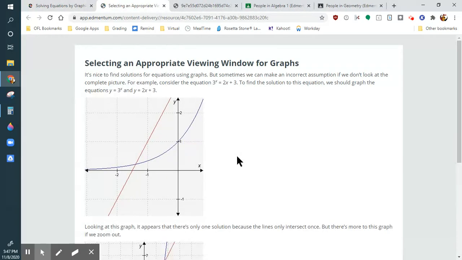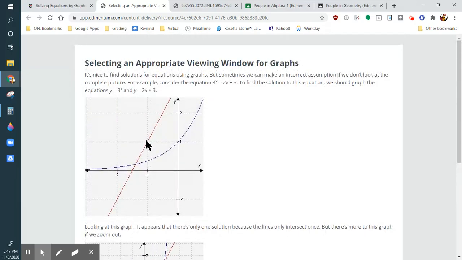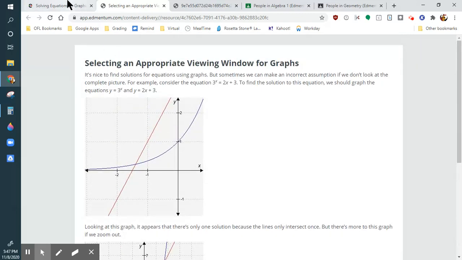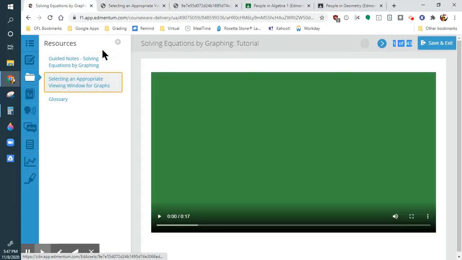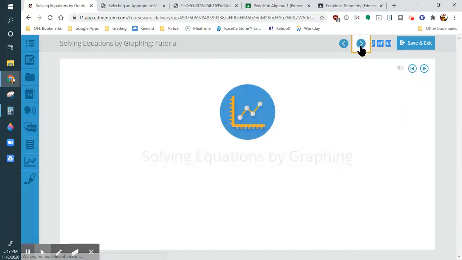All right, so moving on to this, selecting an appropriate viewing window. This just talks about how to adjust the viewing angle. This might not be useful, but sometimes you might want to go outside of it. I'll show you how to do that in Desmos. All right, so moving on.